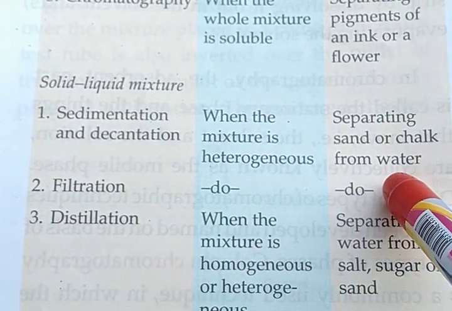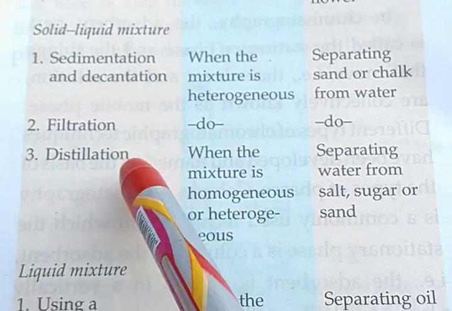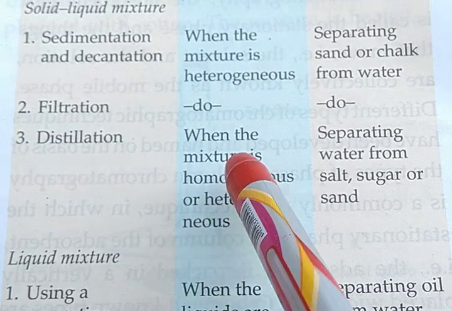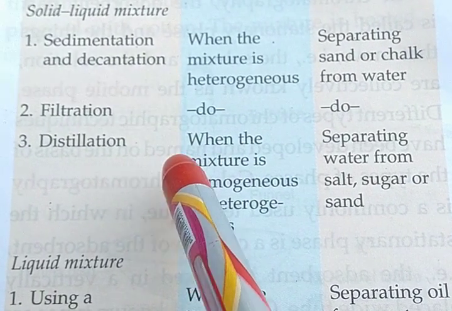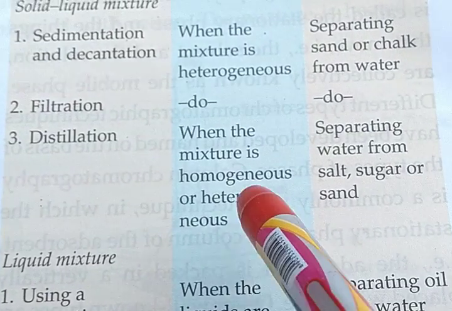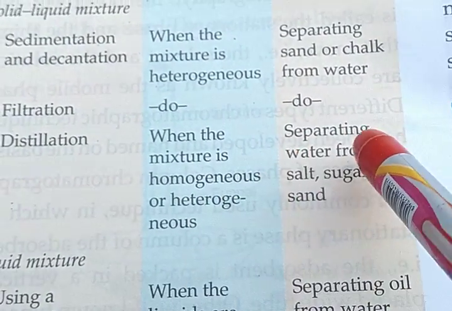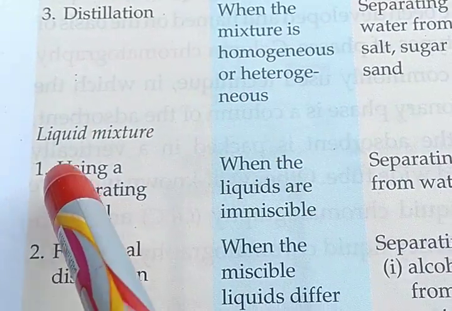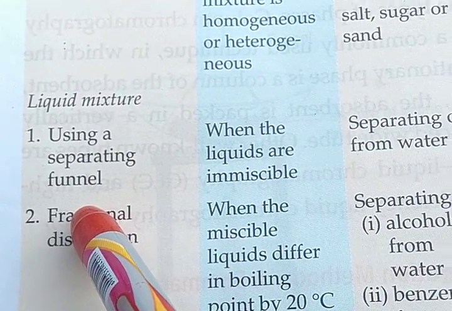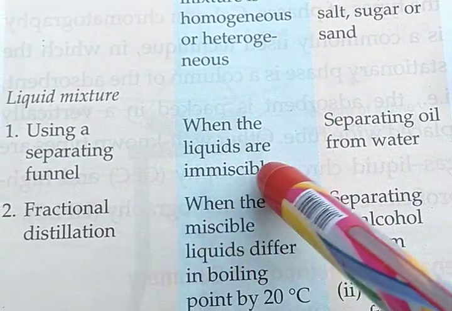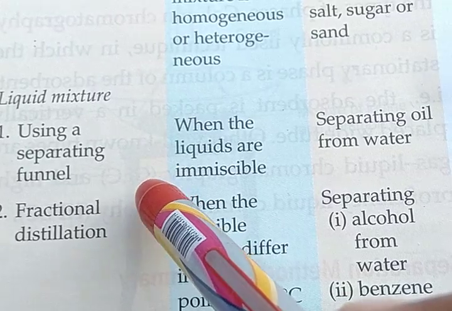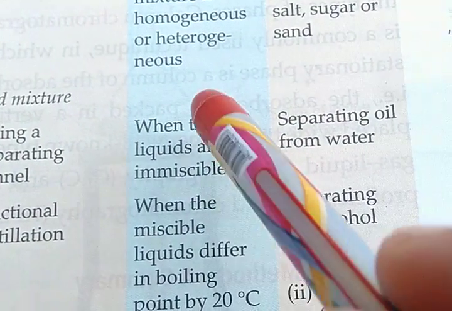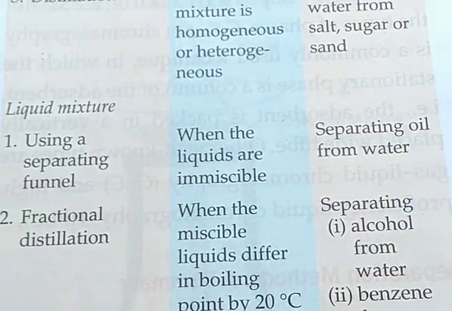Next, filtration. Same process when the mixture is heterogeneous. Distillation, when the mixture is homogeneous or heterogeneous. If the components of the mixture are heterogeneous or homogeneous in nature, then we can apply the distillation process to separate them, like separating water from salt, sugar and sand solution. Next, liquid mixture, using a separating funnel. When the liquids are immiscible, meaning the components of the mixture do not mix with each other, we can easily separate them with a separating funnel, like oil from water.